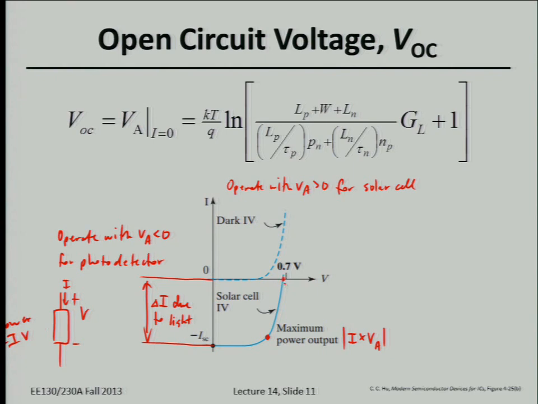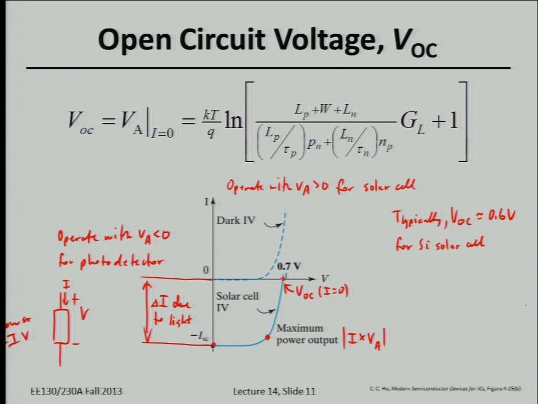Let's draw the open circuit voltage here. That's defined as the open circuit voltage because that's where the current is 0. If you have an open circuit, in principle, no current can flow between the two terminals. So I is 0. This is the open circuit voltage. It's shown on this slide, but typically for silicon solar cells, the open circuit voltage is about 0.6 volts.